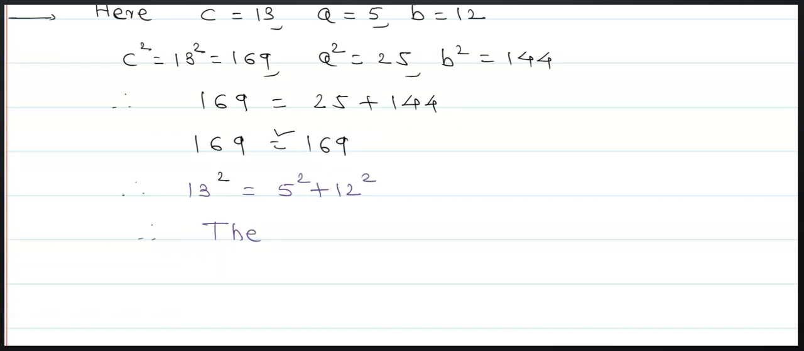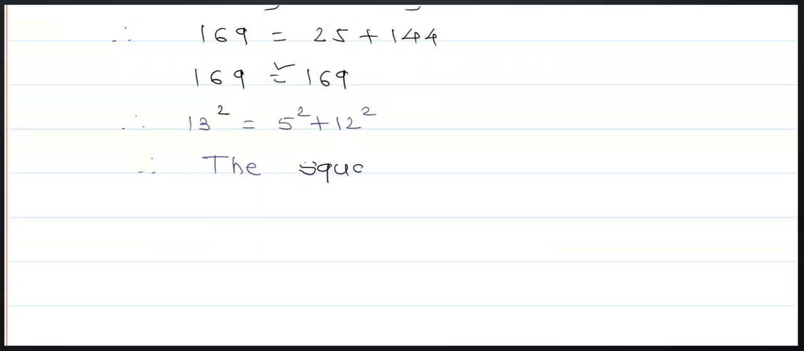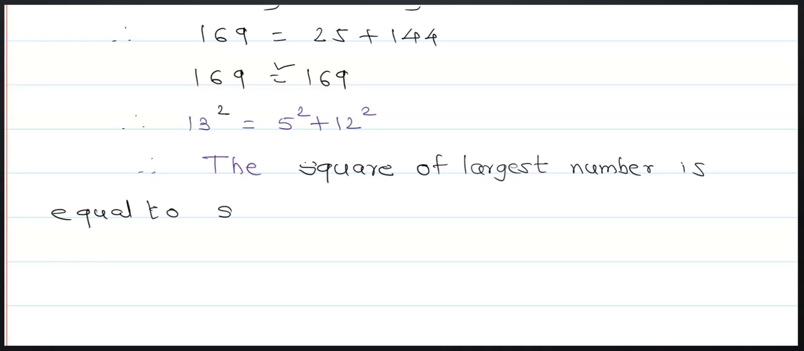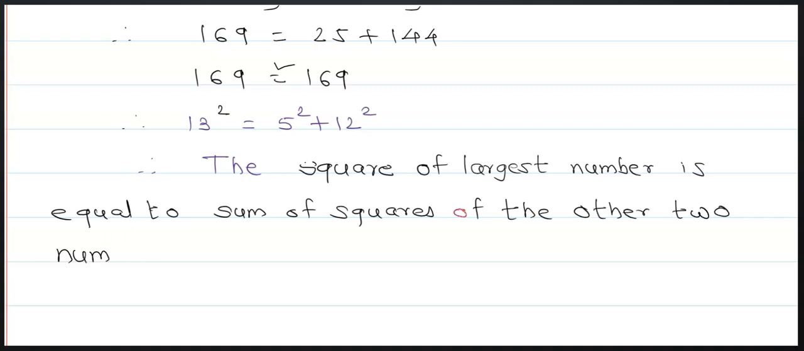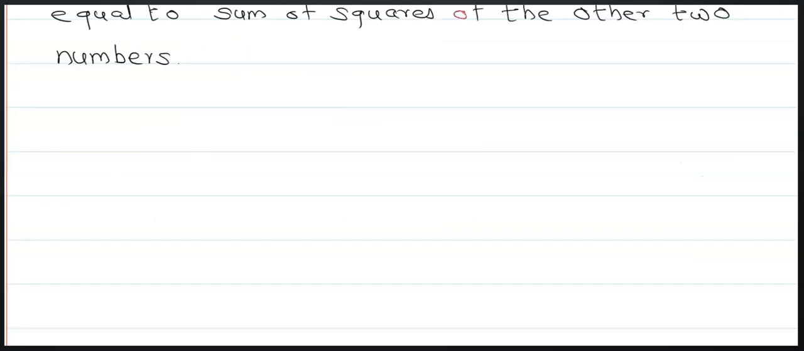and therefore the square of the largest number is equal to the sum of squares of the other two numbers.